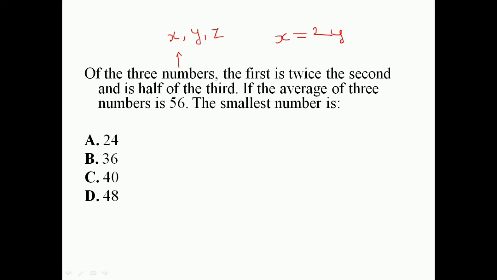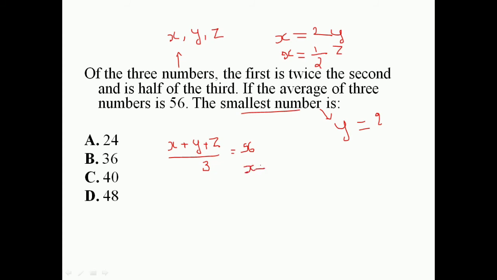And the first is half of the third, so x equal to half of the third number z, so 1 by 2 of z. The average is given as 56, which means (x plus y plus z) by 3 equal to 56. From x equal to 2y and x equal to half of z, we know that the smallest number is y. So we have to find the value of y.